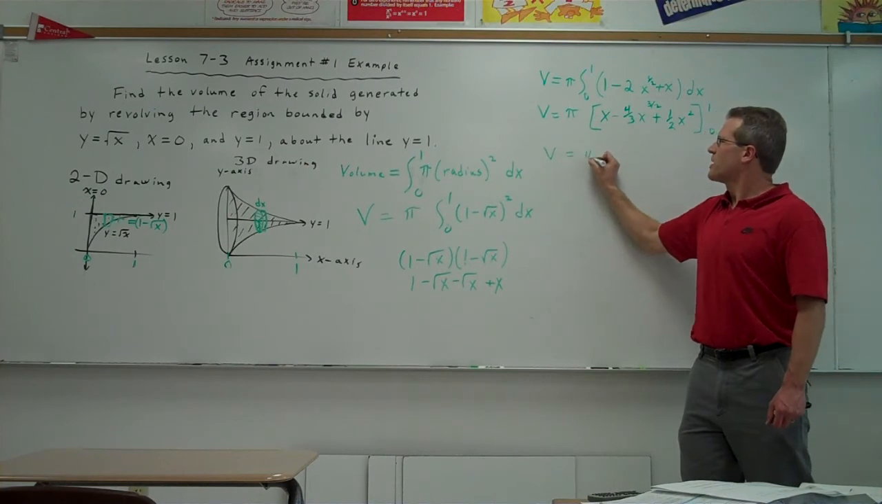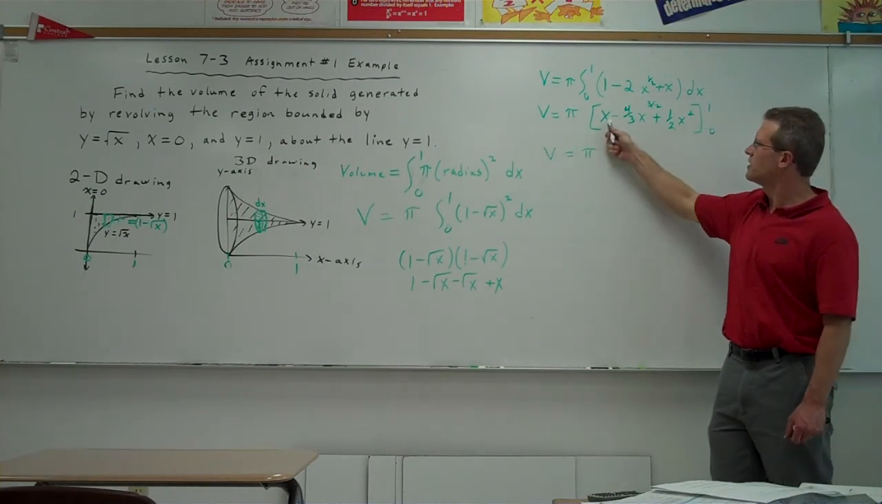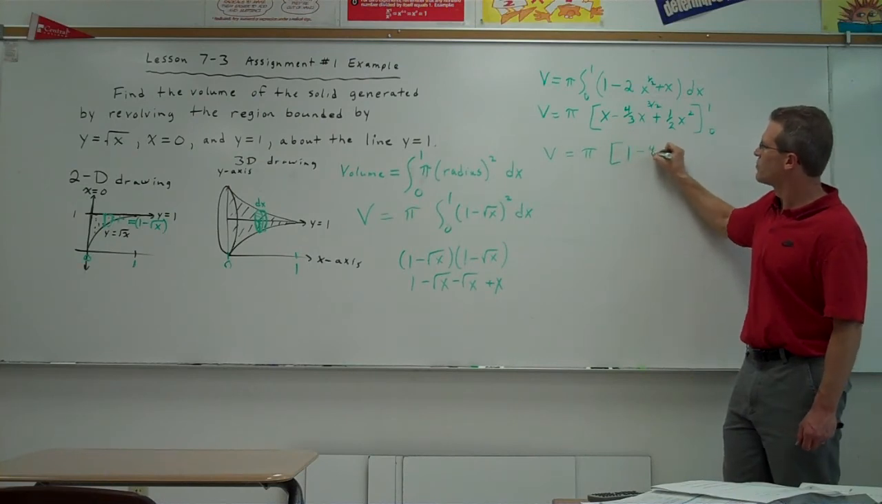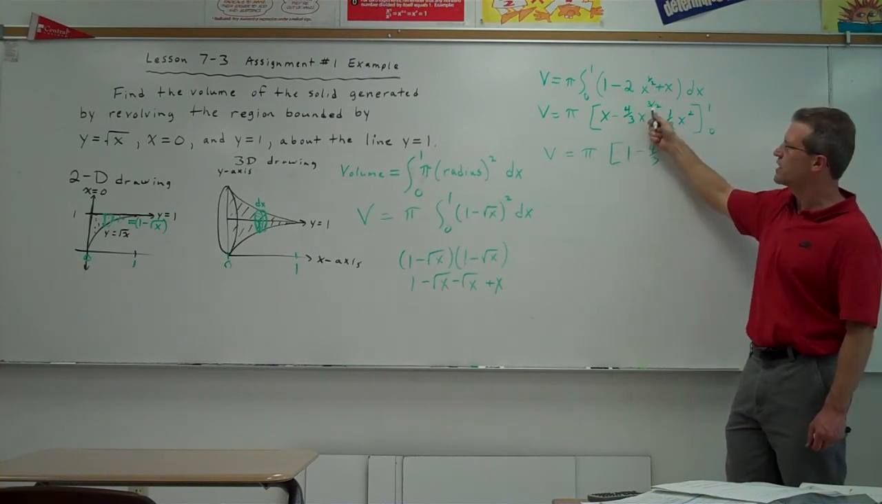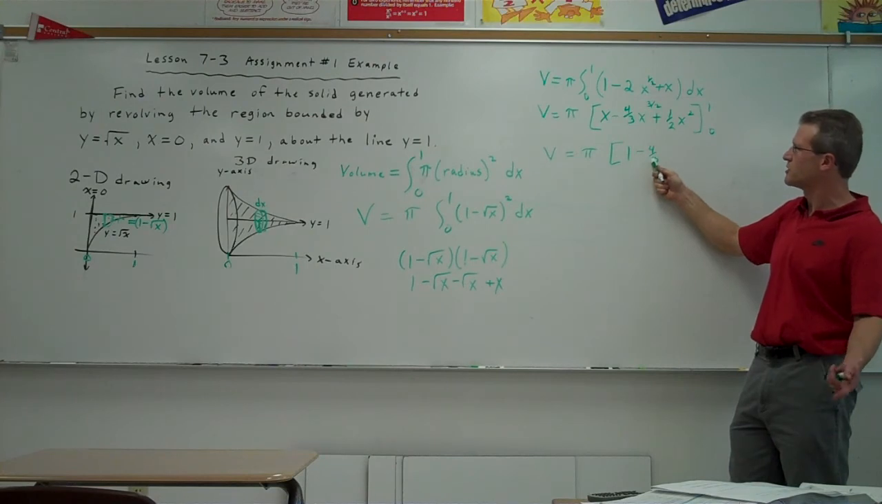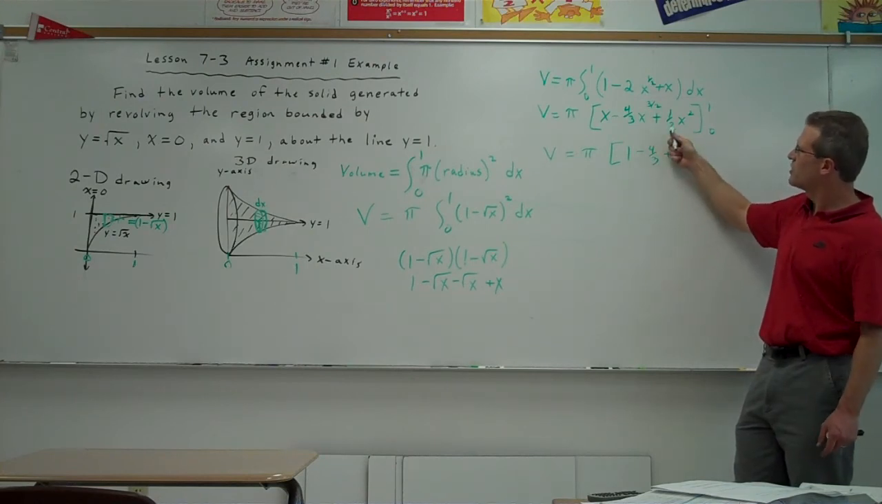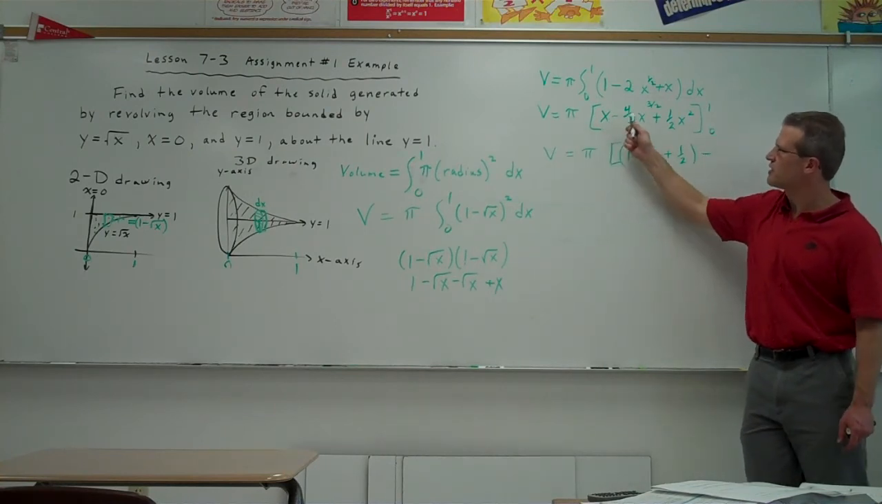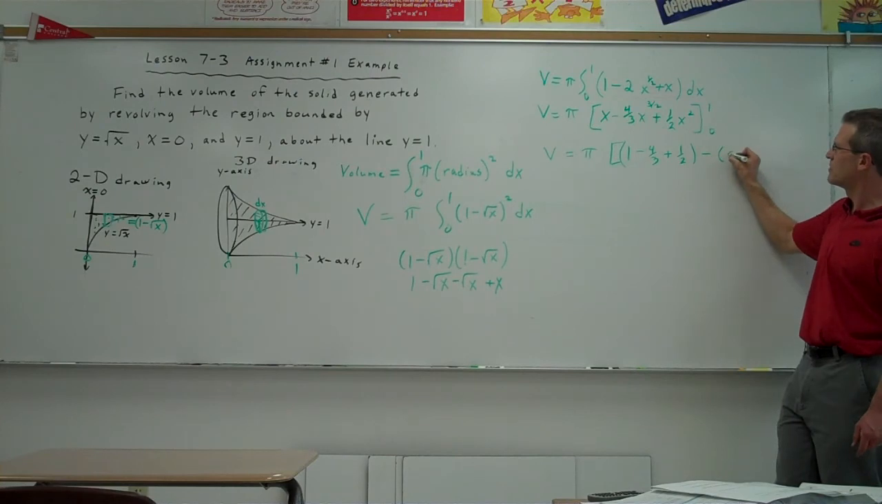So volume equals pi. Plug in 1 right here, so you're going to have 1 minus 4/3 times 1 to the 3/2, which would just be 1. So 4/3 times 1 is 4/3. Plus 1/2 times 1 squared, that would be 1/2. Minus, plug in 0 here, here, and here, and you'll get 0 in each place.